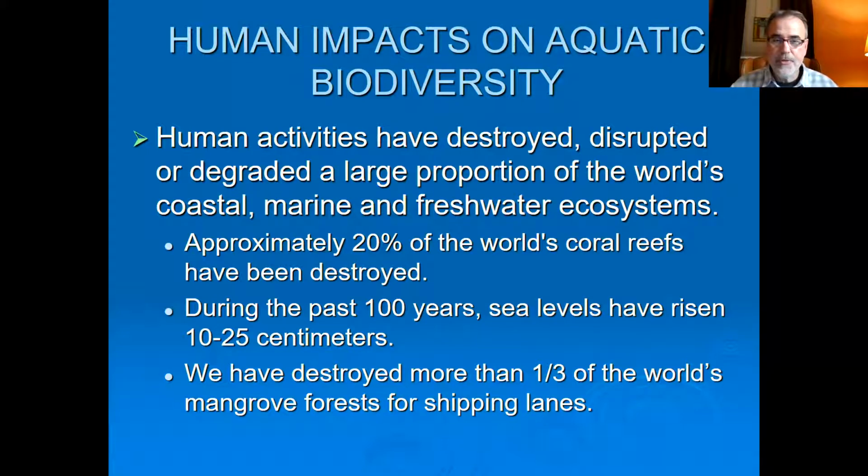Most of that actually is from thermal expansion. When water is warmer, it too expands. Okay, so that's the biggest reason for sea level rise. Remember also, as it's warmer, we have land-based ice that melts, and as that flows in, that too will increase sea level. But the biggest reason has been what's called thermal expansion. All right, also, we've destroyed more than a third of the world's mangrove forest for shipping lanes also.